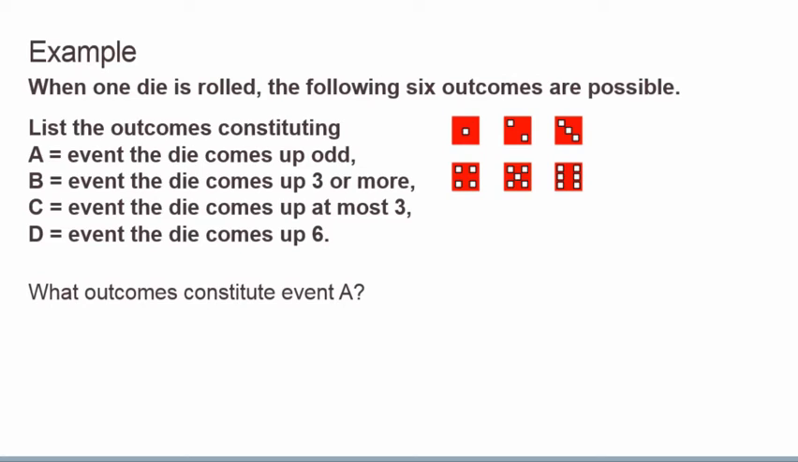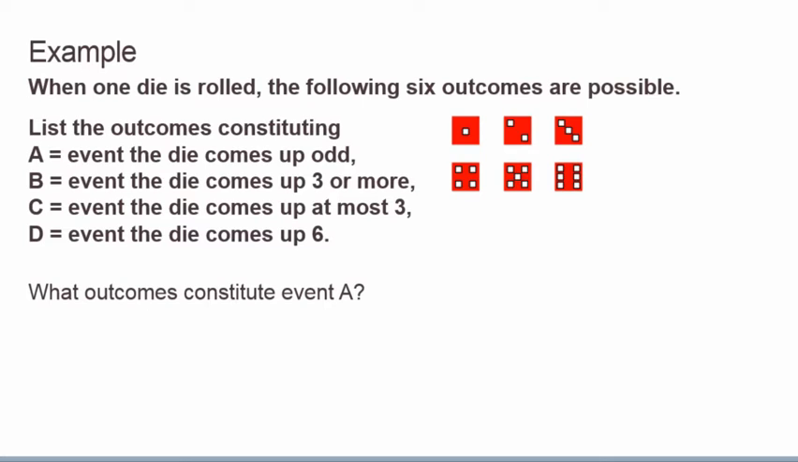Example. When one die is rolled, the following 6 outcomes are possible. You can have 1, 2, 3, 4, 5, or 6. List the outcomes constituting A, the event the die comes up odd, B, the event the die comes up 3 or more, C, the event the die comes up at most 3, D, the event the die comes up 6.